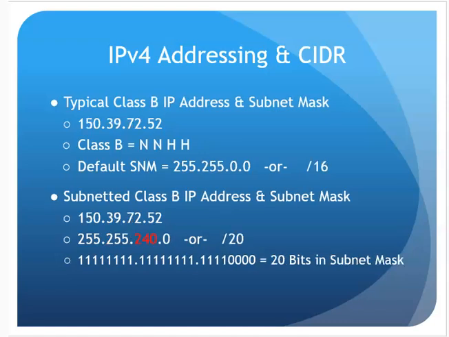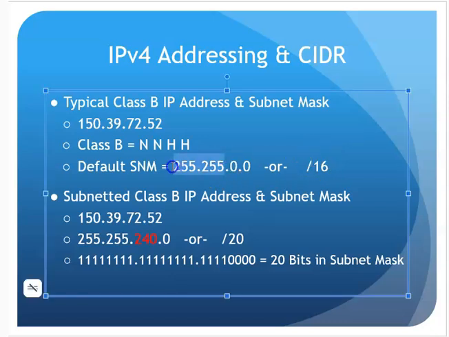If I have a Class B address, 150.39, I'm expecting network host. I'm expecting 255.255.0.0 or /16 because there are 16 bits here. If I see that 150 number with a 255.255.240.0 subnet mask or /20, that lets me know some subnetting has occurred.